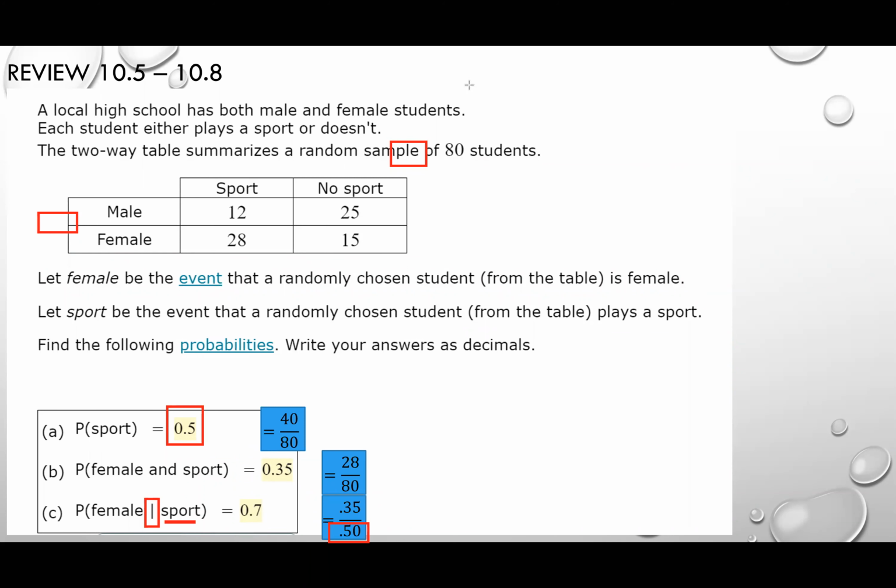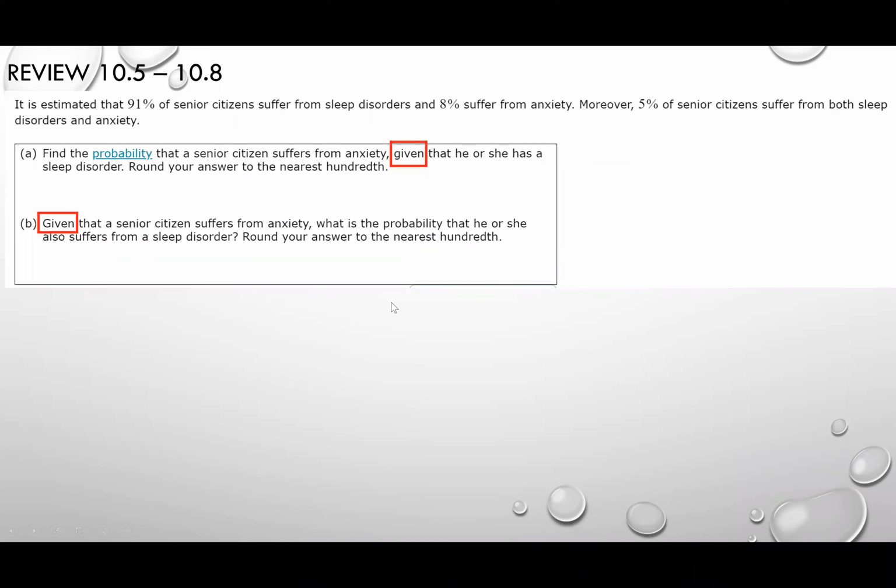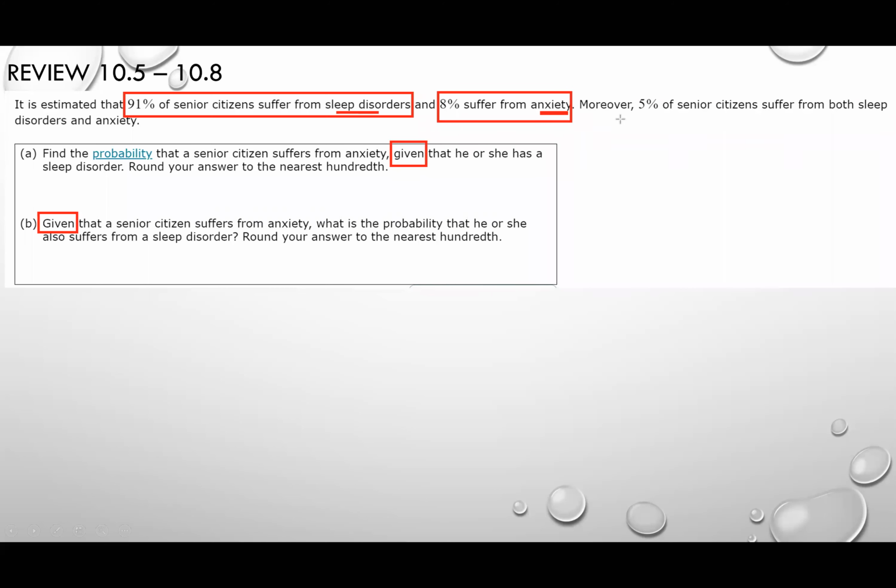So the reason why I show you this problem is let's take a look at the information that they give us. Now, we know that this is a conditional probability. So what information do they give us? Well, they say 91% of seniors suffer from sleep disorder. So sleep disorder, 91%. Anxiety, 8%. Moreover, 5% suffer both items.